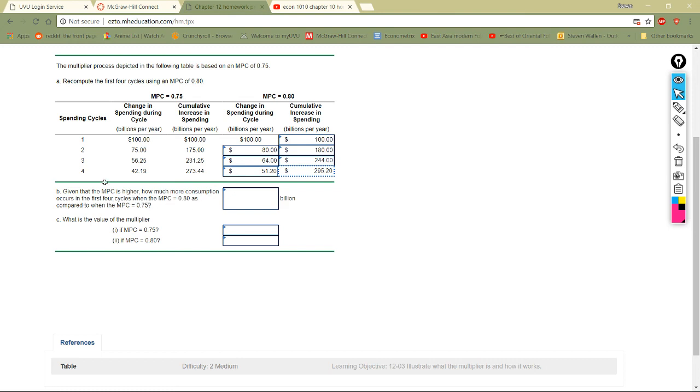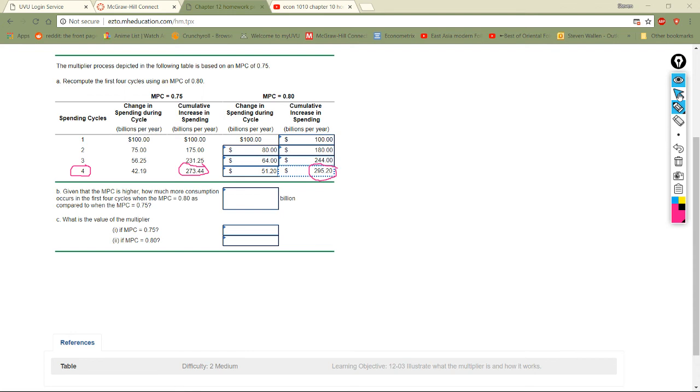as compared to 0.75? So we go down here, our spending cycles right here. They're saying this one right here. And our 0.75, and they're looking at cumulative, right? First 4 cycles, MPC is compared to this. How much more consumption? All right, this is our cumulative spending right here. So these are the 2 numbers we're comparing. So all we do is take 295.2 and minus that.